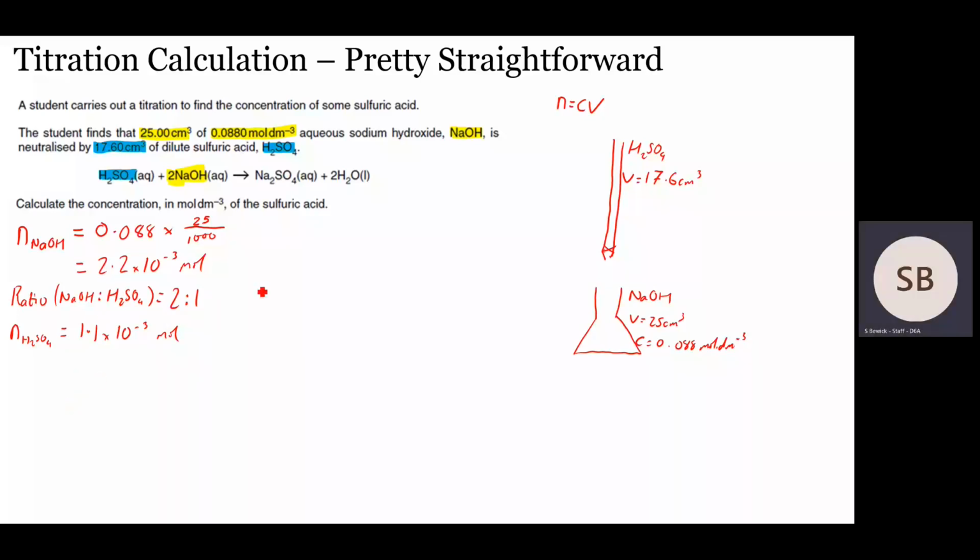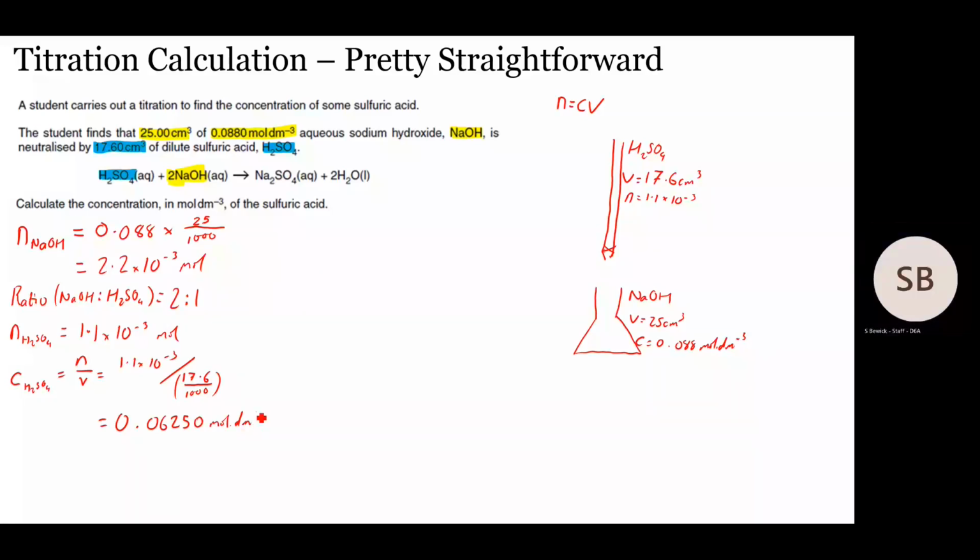Now the question wants to know the concentration of the sulfuric acid. So if I go back to my diagram, I can actually write in that now I know how many moles there are of what's in my burette. And now I know two things about that. I can go back to this equation, number of moles equals concentration times volume, rearrange it. So the concentration of my sulfuric acid is number of moles divided by volume. My number of moles, 1.1 times 10 to the minus 3, I've just worked it out. And I want to divide it by 17.6, but concentration is in moles per decimeter cubed, so I need to get my volume into decimeters cubed as well, so divide that by 1,000, and you end up with 0.06250 moles per decimeter cubed. So I've given my answer to 4 significant figures, mainly because all the other data in the question has also been given to 4 significant figures.